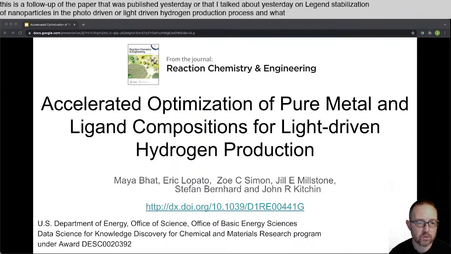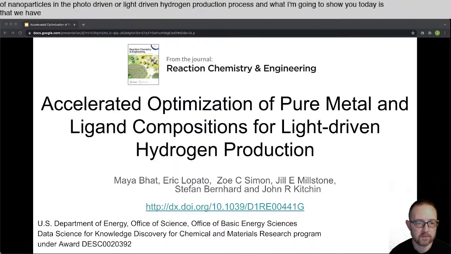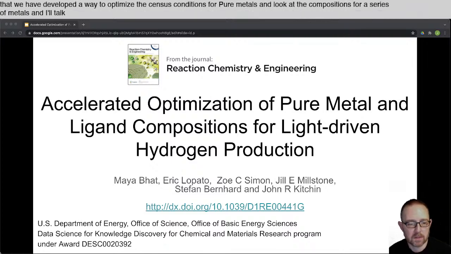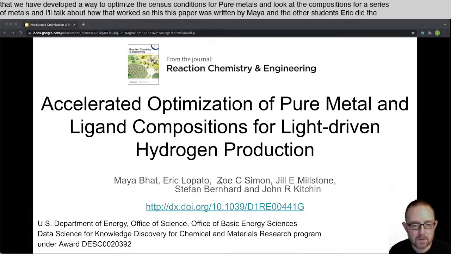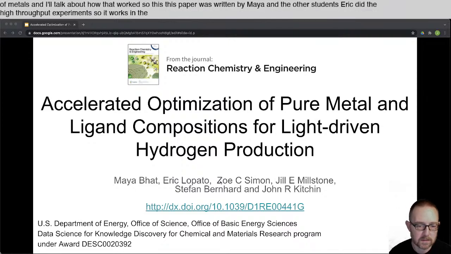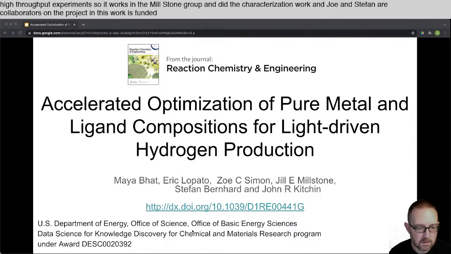What I'm going to show you today is that we have developed a way to optimize the synthesis conditions for pure metals and ligand compositions for a series of metals, and I'll talk about how that worked. This paper was written by Maya and the other students. Eric did the high-throughput experiments, Zoe works in the Millstone group and did the characterization work, and Jill and Stefan are collaborators on the project. This work is funded by the Basic Energy Sciences Office of the Department of Energy.